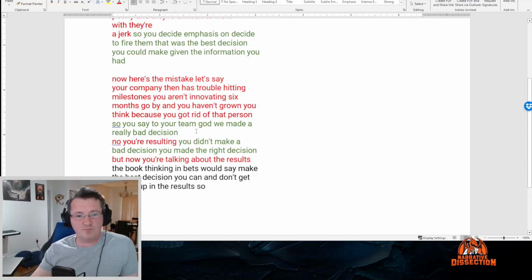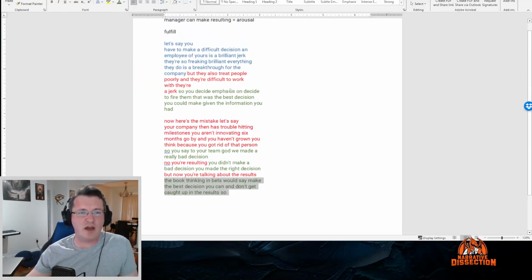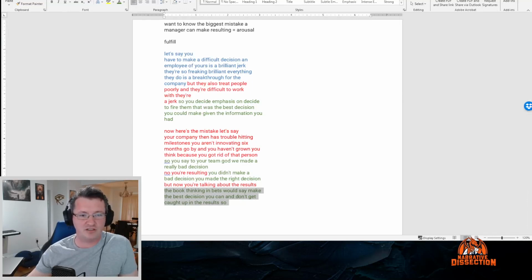The book Thinking in Bets would say, make the best decision you can and don't get caught up in the results. So the book, yeah, I think this is a therefore. Therefore, the book Thinking in Bets would say, make the best decision you can and don't get caught up in the results. All right, so let's just zoom out here, take a look at the big picture.